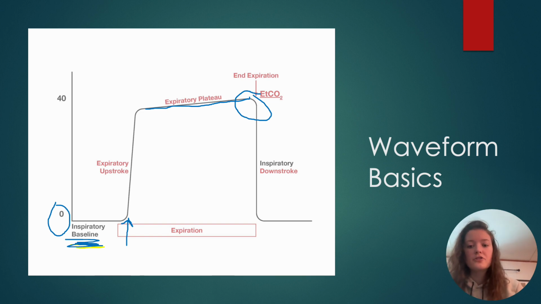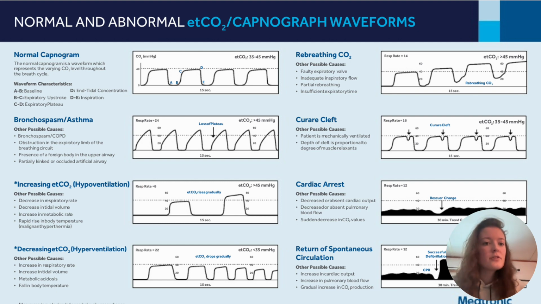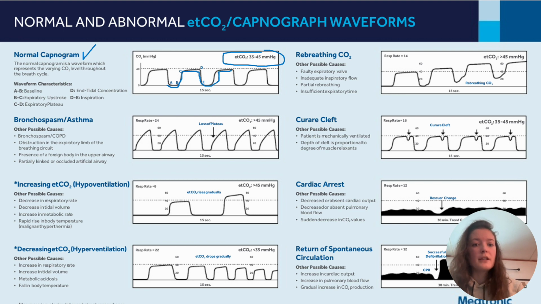The next slide here shows many different waveforms that you can see, so we'll hit on a few of those. The first one is the normal capnogram up here at the top. We'll mark it here. It should be boxy, between 35 and 45 up here. You can see it's not sharp, it's a nice in and out type of breath. It's not short, it's not long, it is just a nice little box.